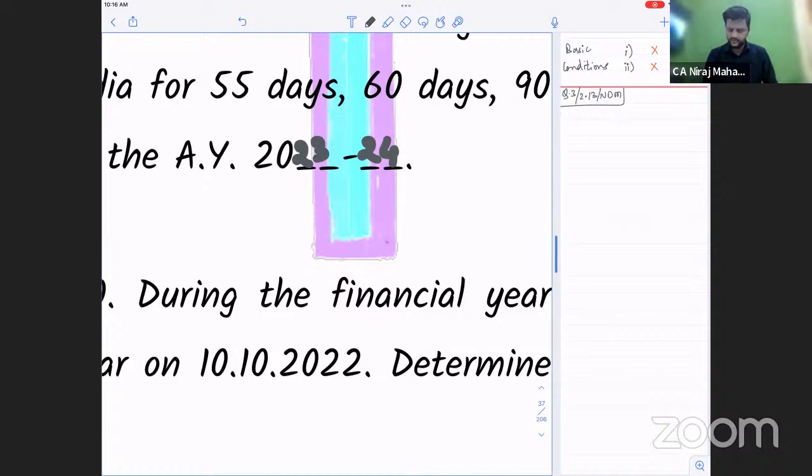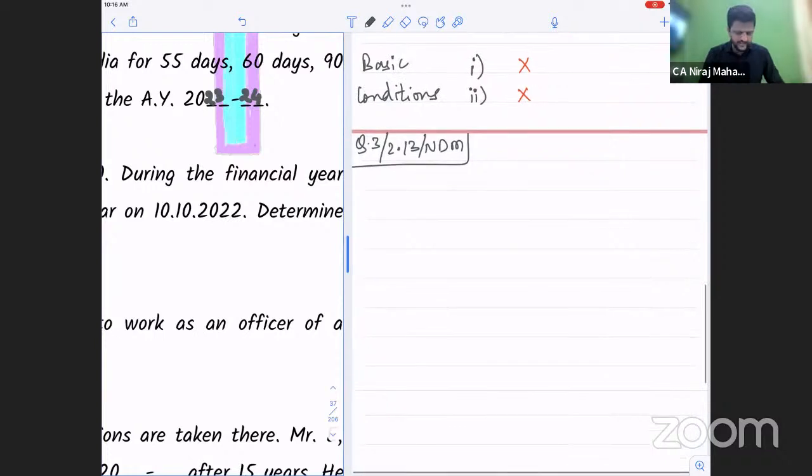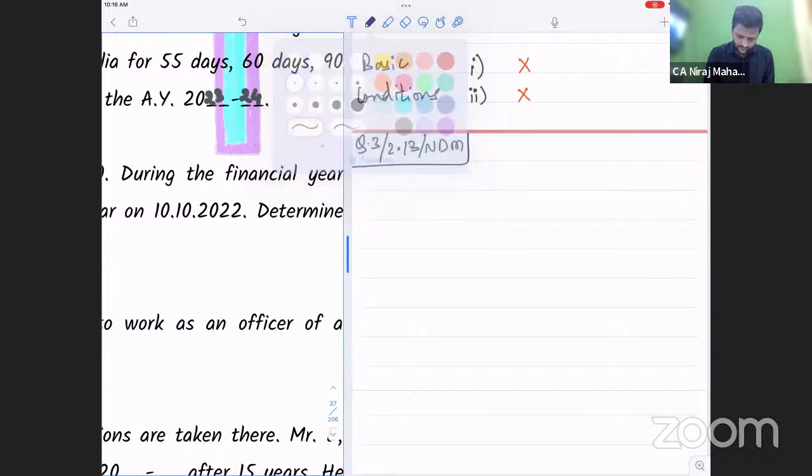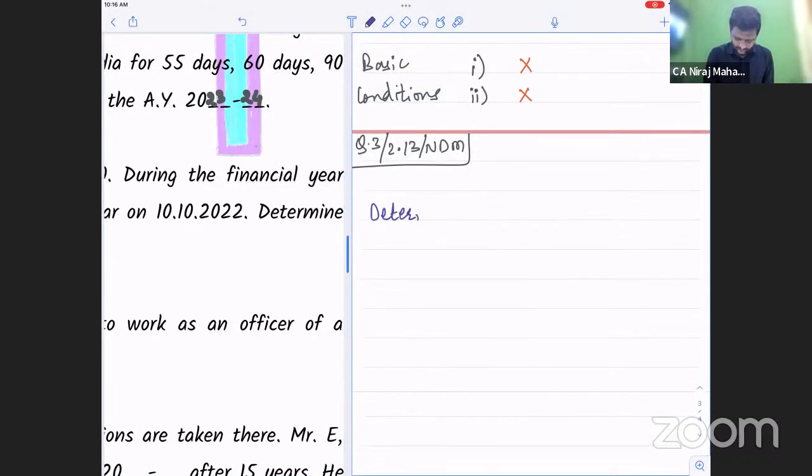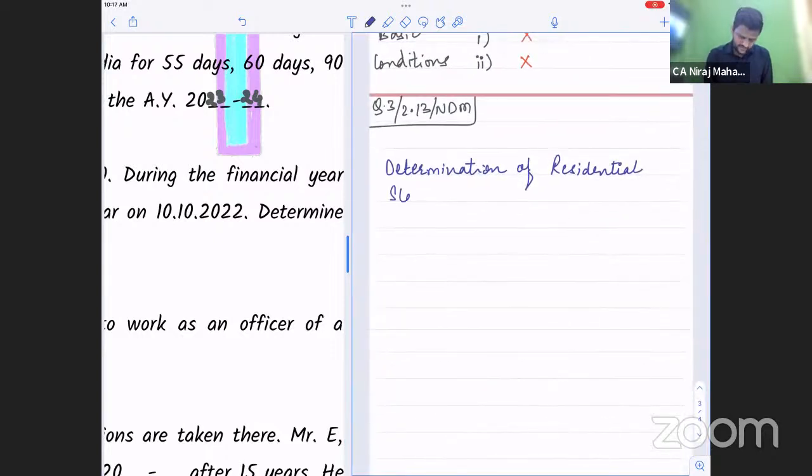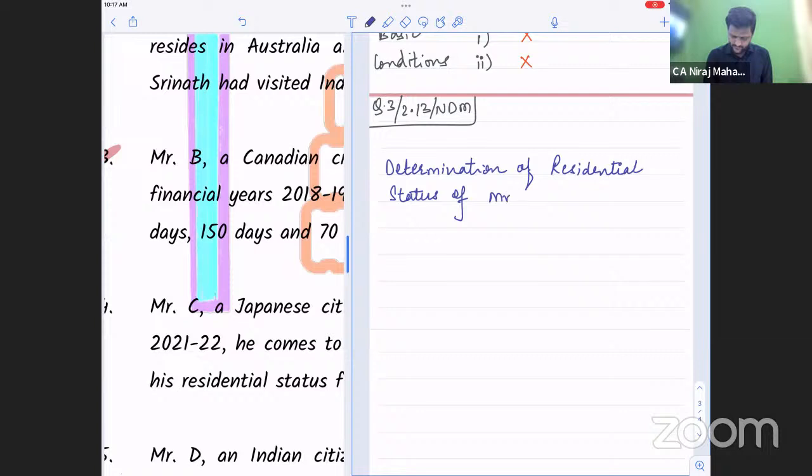Let's start. Write in the notebook: what are we determining? Are we calculating his tax liability? No. We are determining his residential status. Don't use the word calculation; use the word determination of residential status of Mr. B, for the current year, that is AY 23-24.